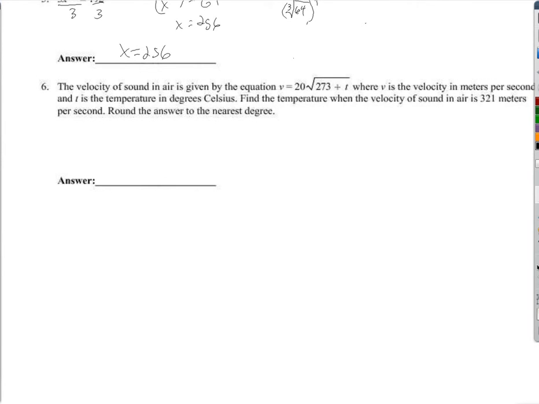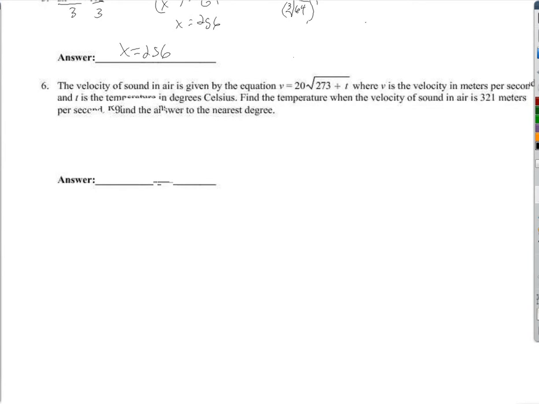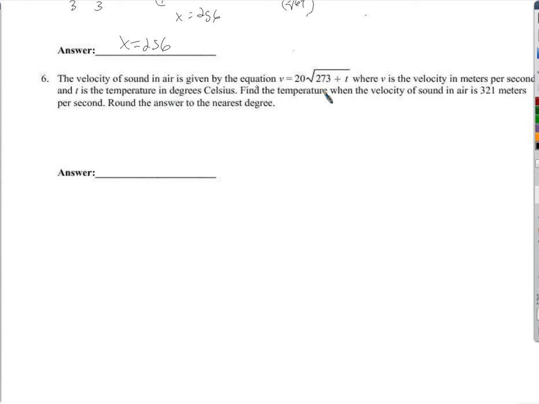Alright, another word problem here. The velocity of sound. You may not have known this, but the velocity of sound changes with the temperature in air. So the air is the medium through which sound travels most of the time, and the density of that air changes the speed of the sound. So the velocity is given by this equation, where v is the velocity and T is the temperature in Celsius.